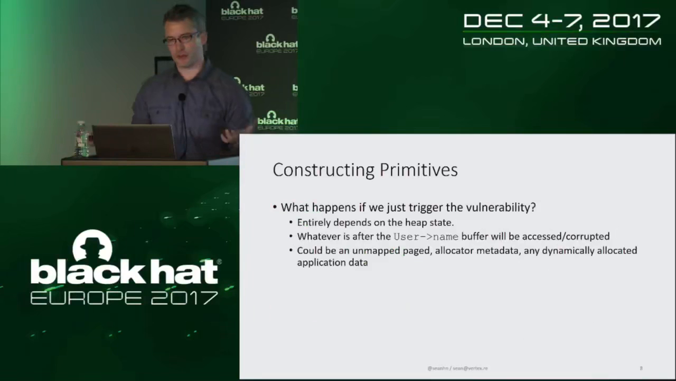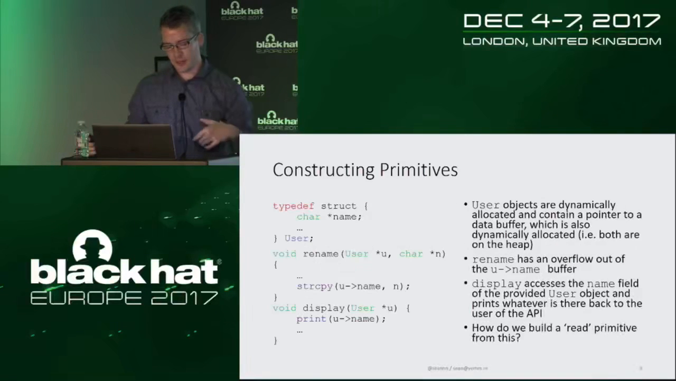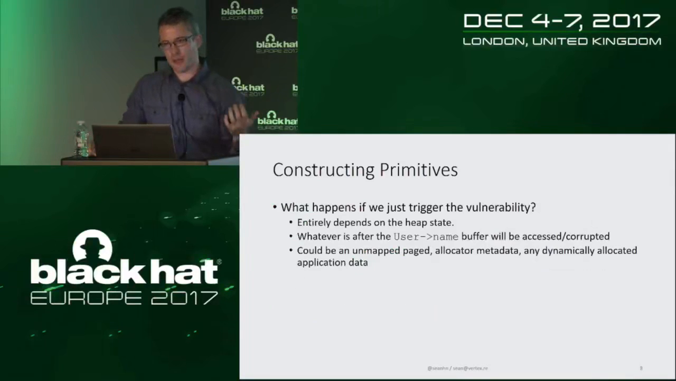So what happens if we just trigger the vulnerability? We trigger the rename function, we overflow whatever is after the name object, and then we call display. Well, it entirely depends on the state that the program's in when we trigger that vulnerability, right? Whatever is directly after the username object is going to be corrupted. That could be an unmapped page, it could be allocator metadata, it could be some other dynamically allocated application data. Sometimes we could get lucky and corrupt the thing we actually want to corrupt, and other times we could corrupt, say, some pointer that's used, and then we get a segmentation fault or whatever.